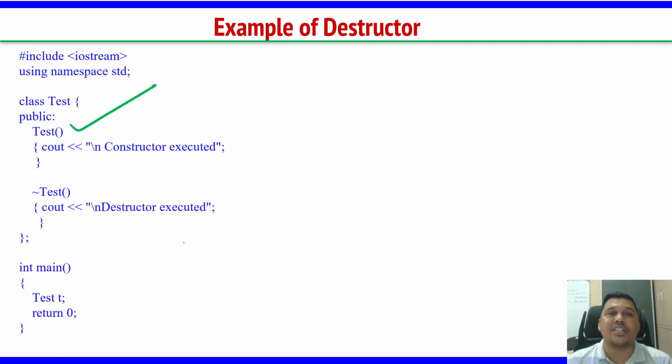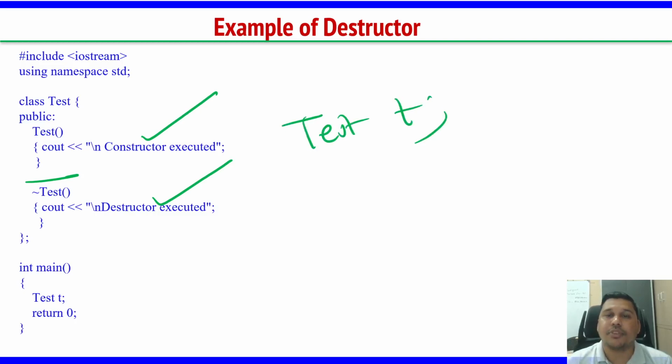Using a default constructor, I am allocating memory to this object. Anyhow, there are no variables, so this output will come. But when you execute this program, you will see two statements: constructor executed, destructor executed. Okay, but if there are so many other lines in between, after writing Test T, you will see this output, constructor executed, on the output screen.